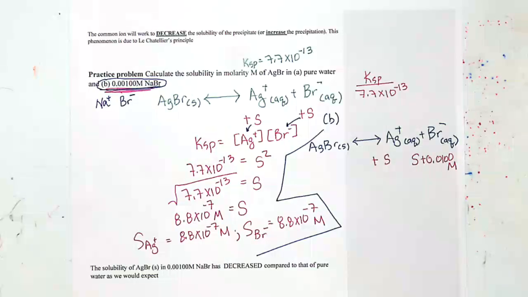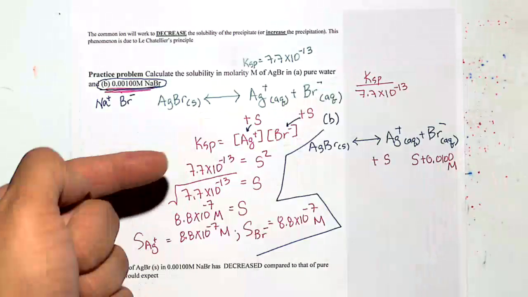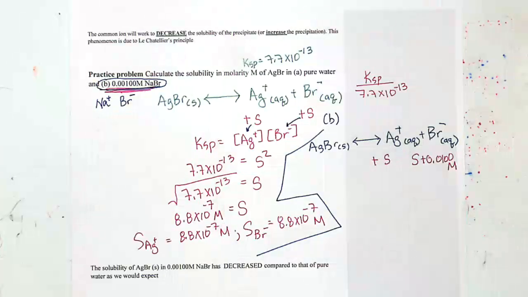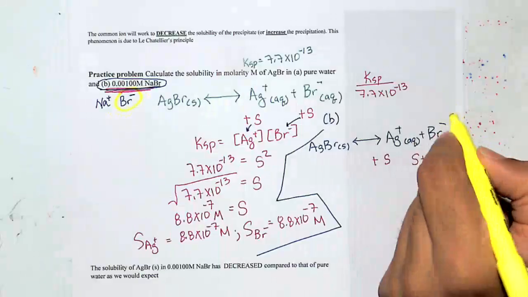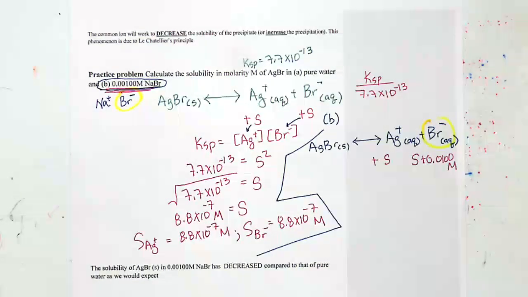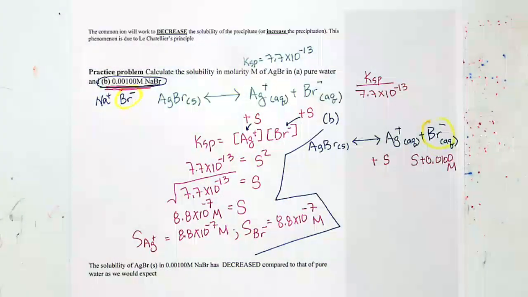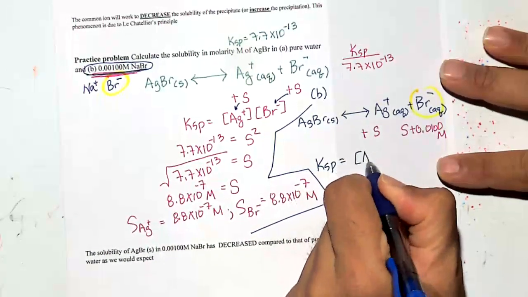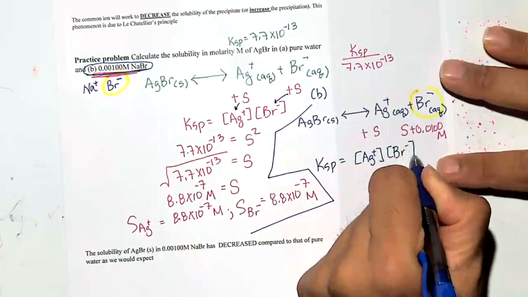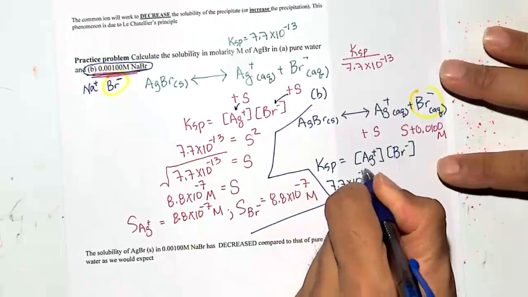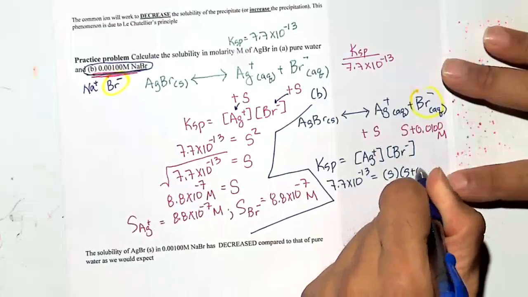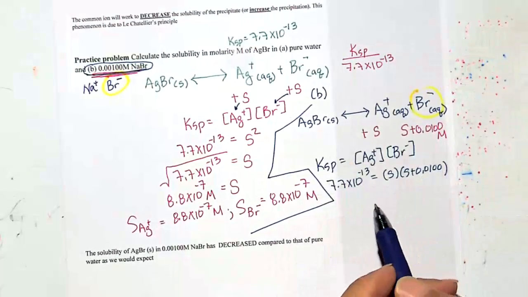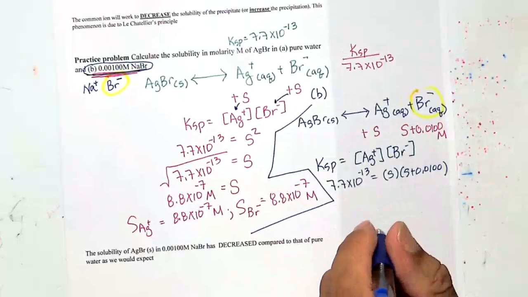So what are the two sources of Br minus? The first source is the actual KSP, going back, AgBr. What's the second source? The second source is the common ion. So what's the difference between part A and part B? Common ion, yes. Now we're going to do everything as before. Since there's no units, the units are going to be molar, but I'll add the units later.